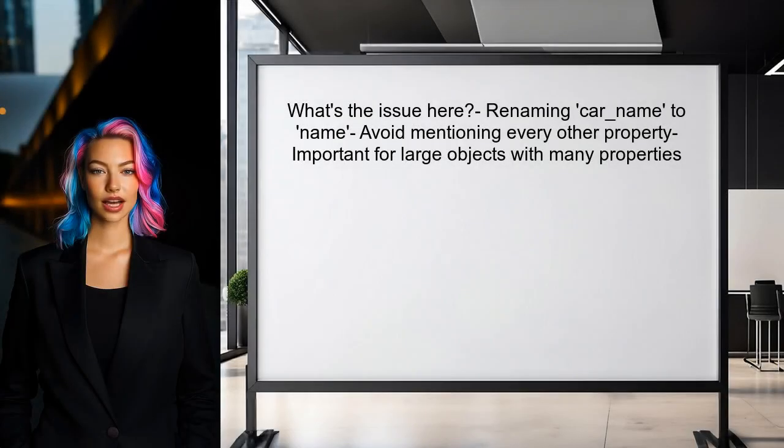So, what's the issue here? The user wants to rename the car name property to name without having to mention every other property in the rule. This is especially important when dealing with large objects that have many properties. Let's explore how we can achieve this.